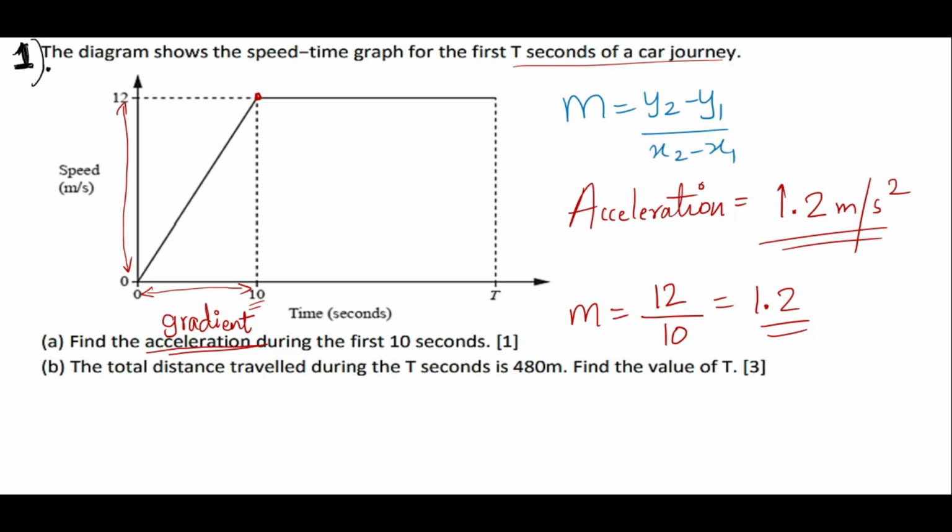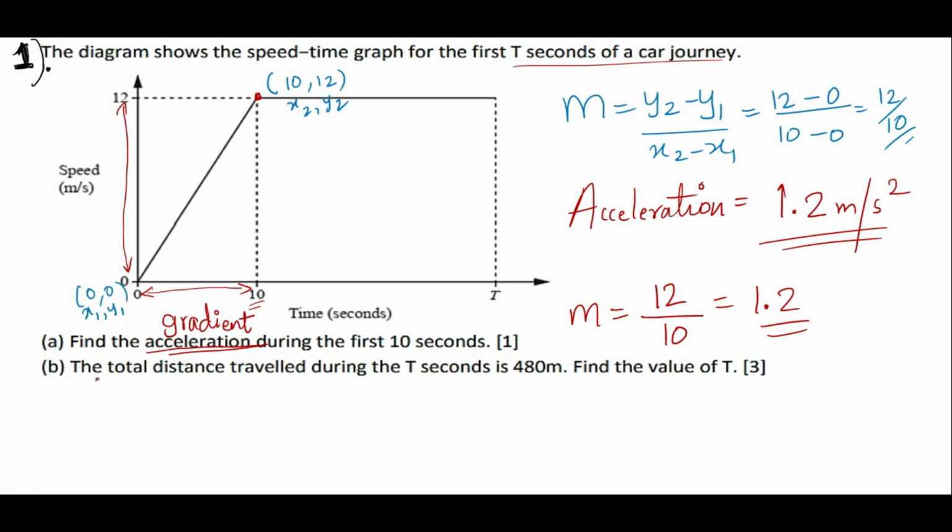Now for those who are comfortable using the formula and don't want to do it this way, you have the coordinates here 0, 0, and here it's going to be 10, 12. So you can just mark the coordinates and write x1, y1, x2, y2, and if you apply it here, you can see 12 minus 0 over 10 minus 0, which is again giving you 12 over 10. You can do it either way.